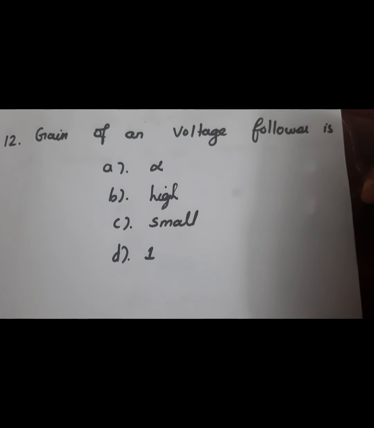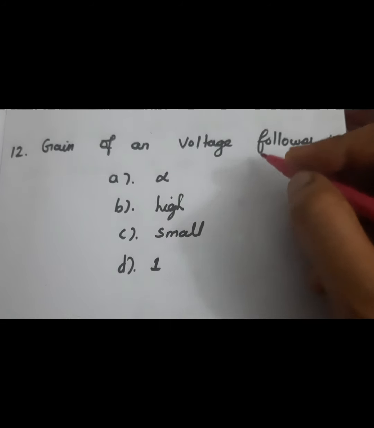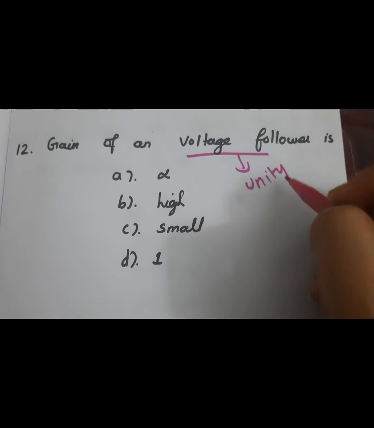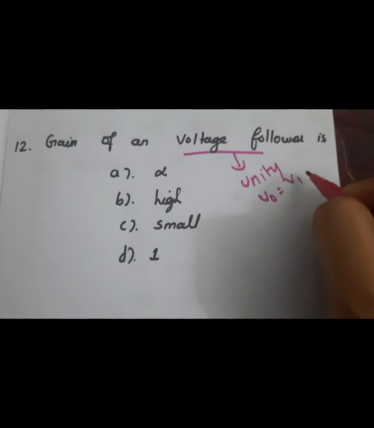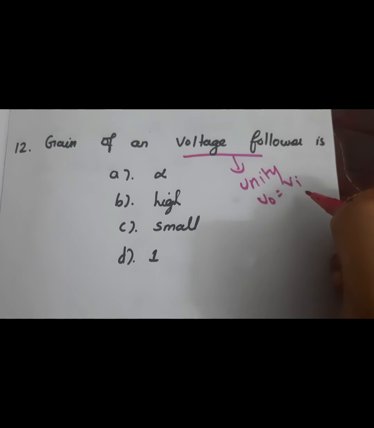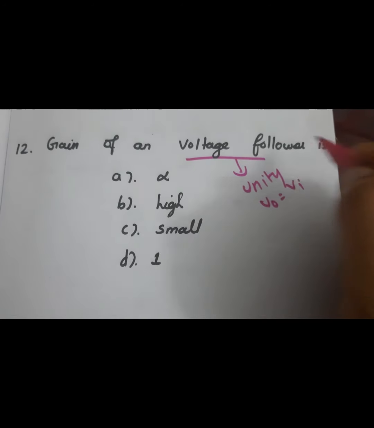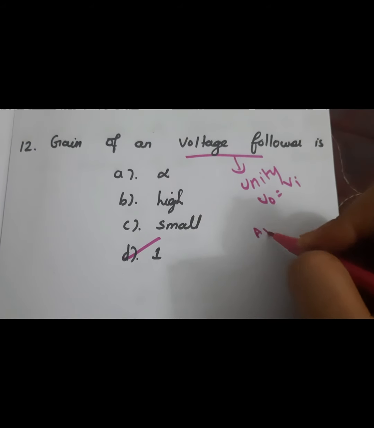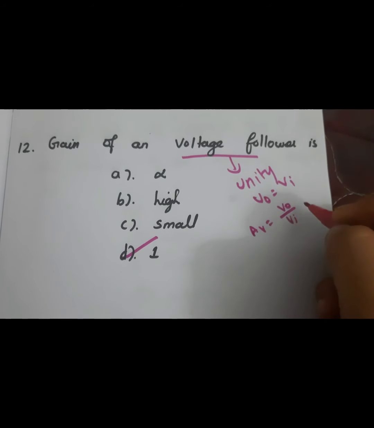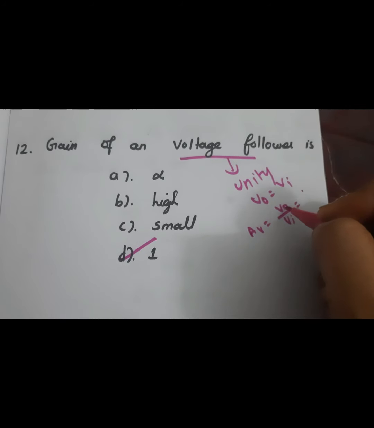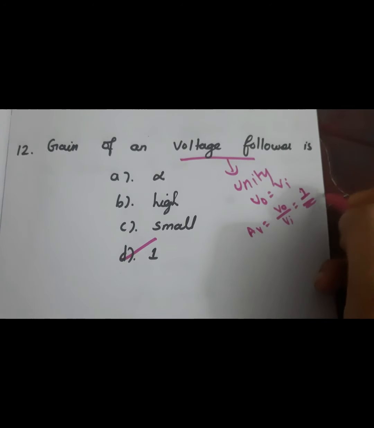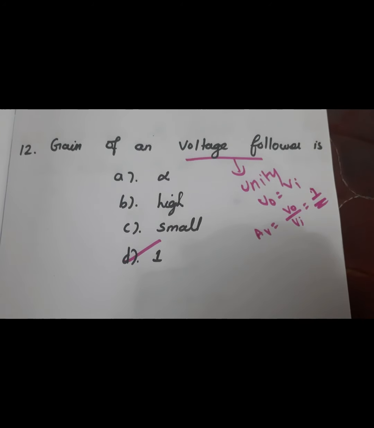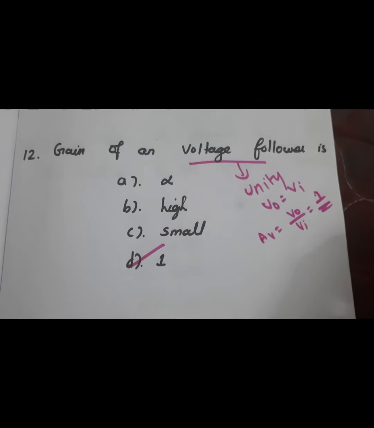12th question, gain of a voltage follower is. A voltage follower is also known as a unity follower. That means V out is equal to Vi. So in this case the gain becomes 1. So the gain of a voltage follower is always 1. So D is the answer. Because gain is equal to V out divided by V in, when V out is equal to V in, we will get unity gain. That is known as a voltage follower or unity follower. So here the answer is D.